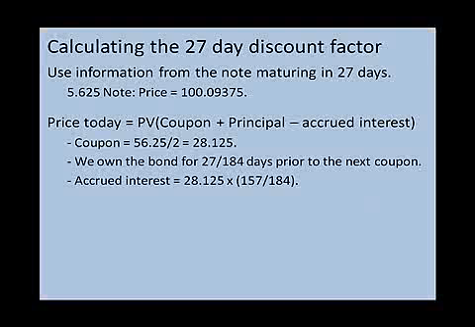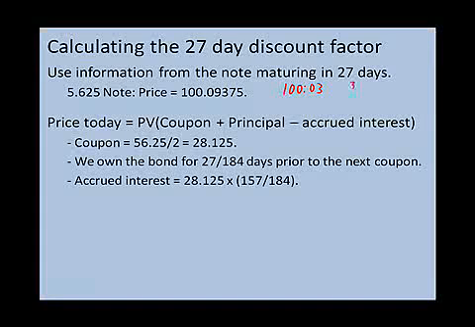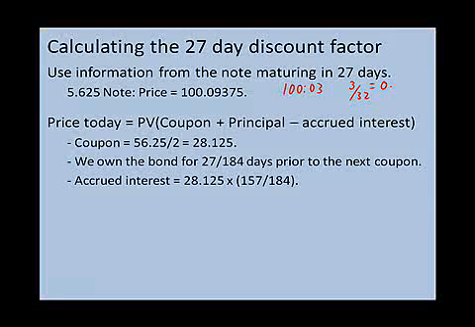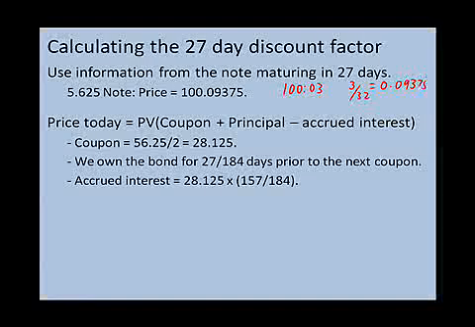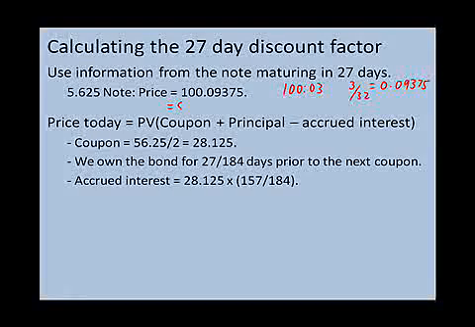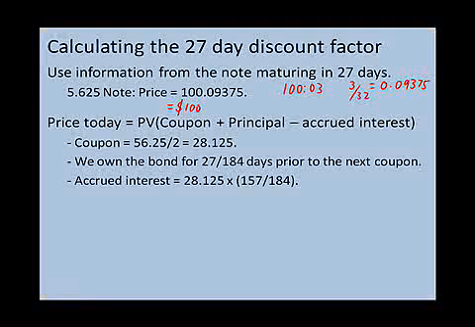To calculate the discount factor, we first need to convert the quoted price into decimals, and the quoted price was 100.03. That's in 32nds. When we convert it, 3 divided by 32 is equal to 0.09375. So the price in decimals is 100.09375. In dollars, that's going to be $1,000.9375 if the par value is $1,000.